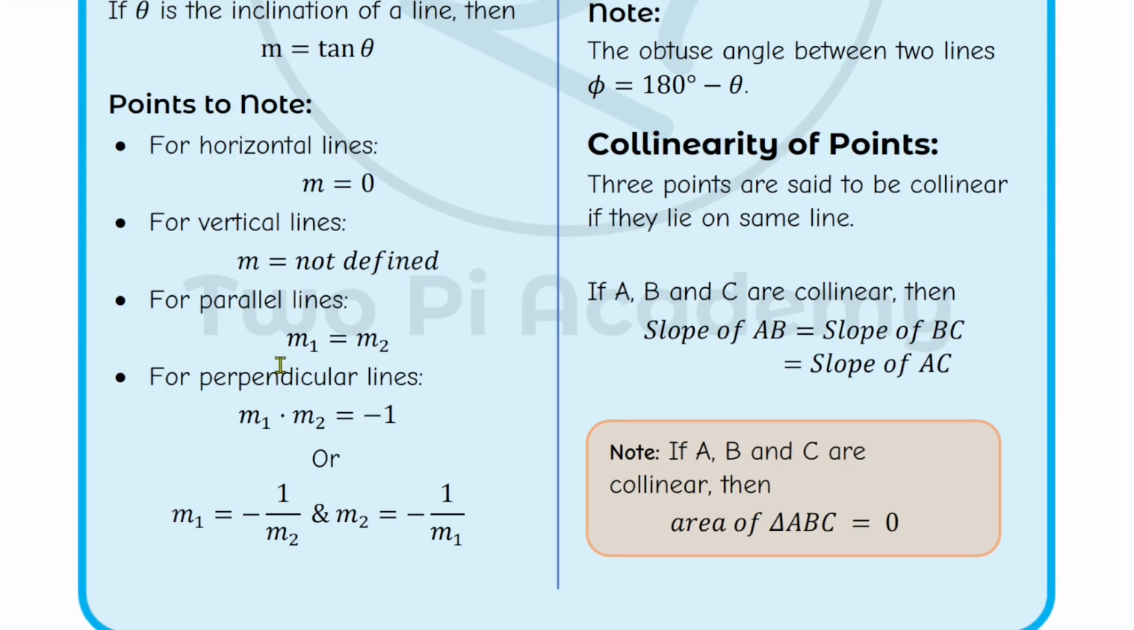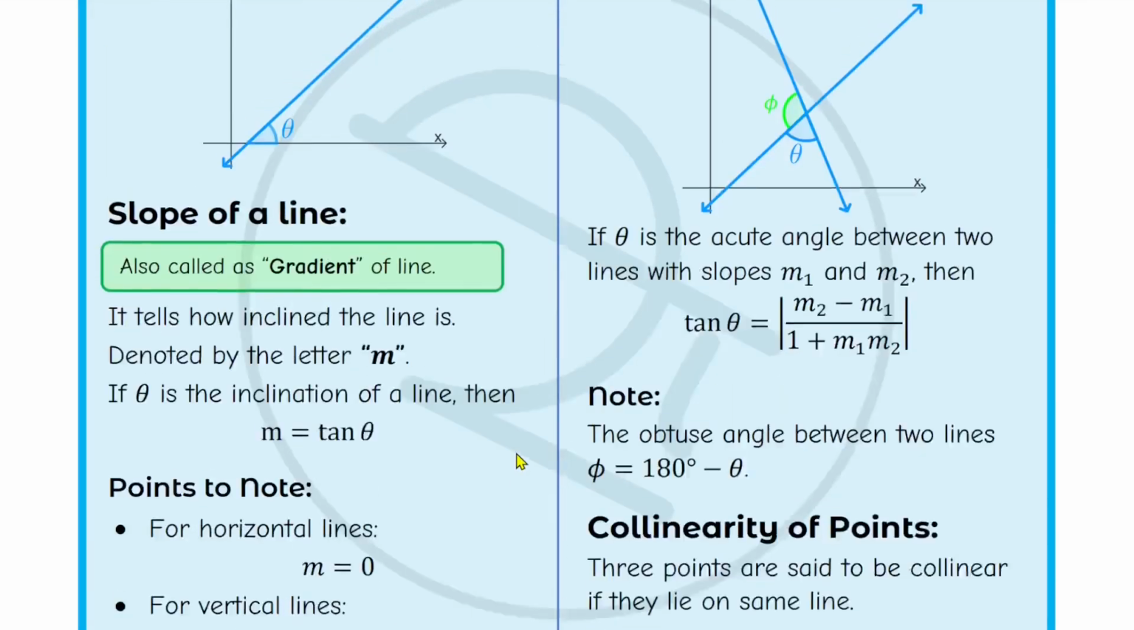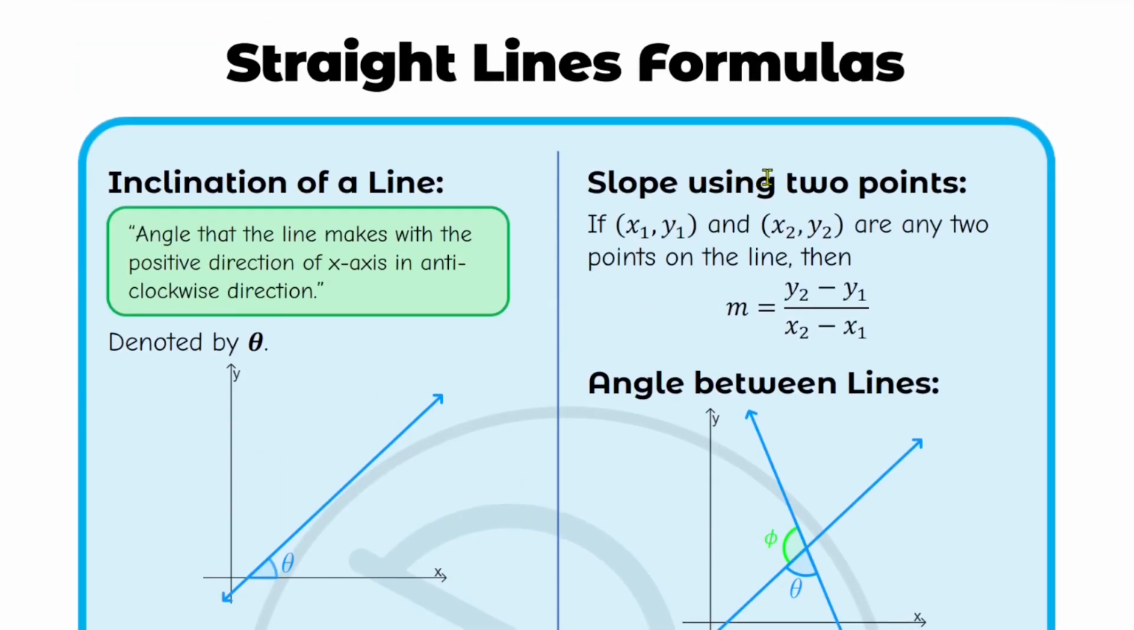And for parallel lines, we have m1 is equal to m2, the slopes will be equal. And for perpendicular lines, m1 into m2 is equal to -1, that is the product of the slopes will be -1. This can also be interpreted as the slopes are negative reciprocals of each other. m1 is -1 by m2 and m2 is -1 by m1. And then we have slope using 2 points. Let's say you are given 2 points on the line (x1, y1) and (x2, y2).